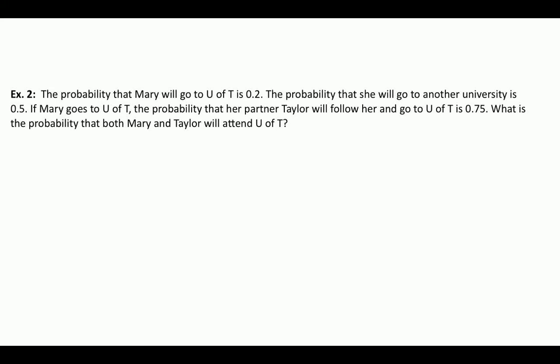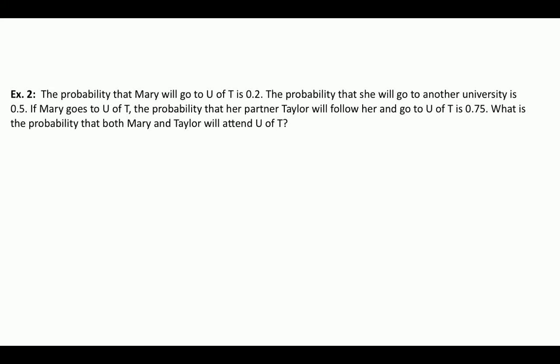The probability that Mary will go to the University of Toronto is 0.2. The probability that she will go to another university is 0.5. If Mary goes to U of T, the probability that her partner Taylor will follow her and go to U of T is 0.75. What is the probability that both Mary and Taylor will attend U of T? So we're being asked to find the compound probability: the probability that Mary goes and Taylor goes.